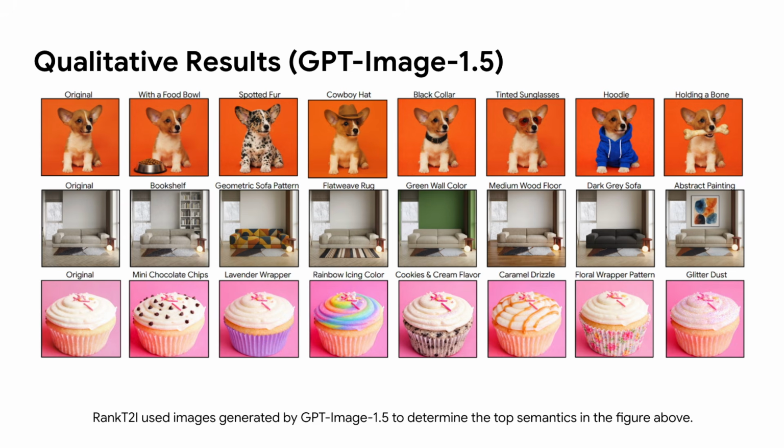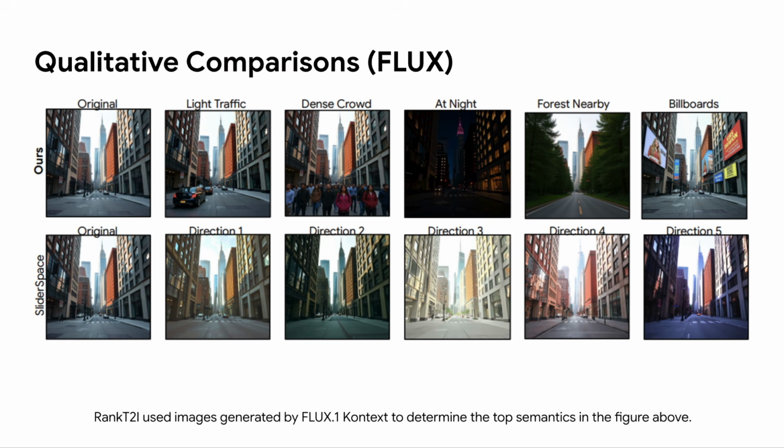Now that I've briefly covered our methodology, I'll move on to the results. As seen in this figure, RankT2I can identify various semantics across different domains, such as different accessories for an image of a pet or toppings for an image of a cupcake. Additionally, in our paper, we compare RankT2I to other semantic discovery methods. Specifically, for flux-based methods, we compare RankT2I to slider space. For example, as seen in the cities domain, our method identifies semantics such as adding a dense crowd or billboards to an image. Compared to RankT2I, slider space appears to include semantics that tend to change the overall color tone for this particular example.